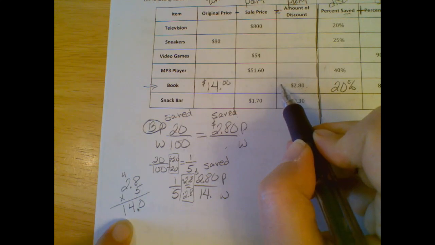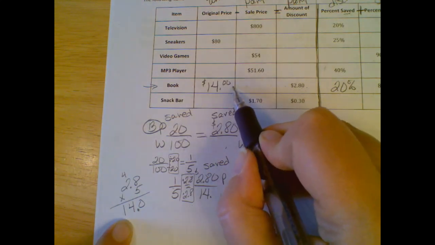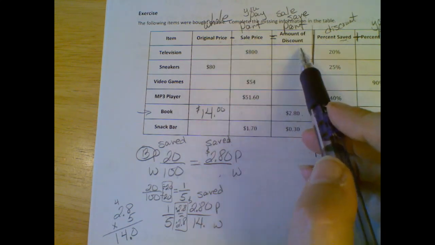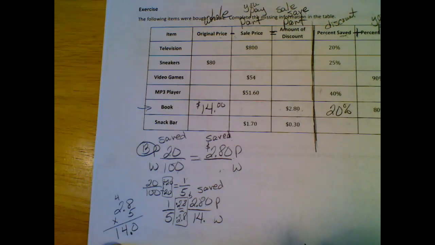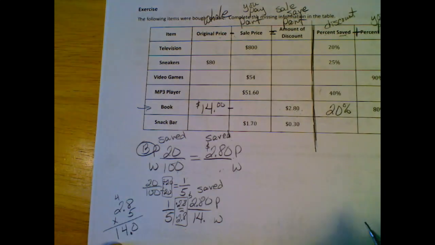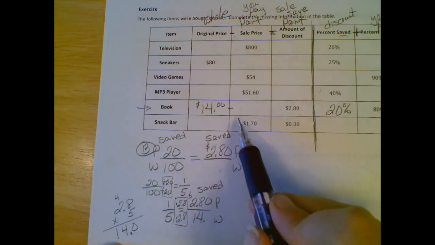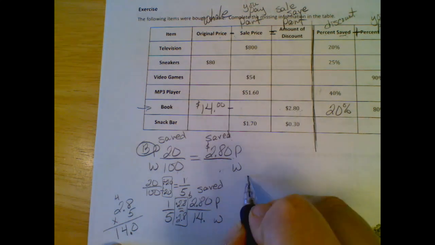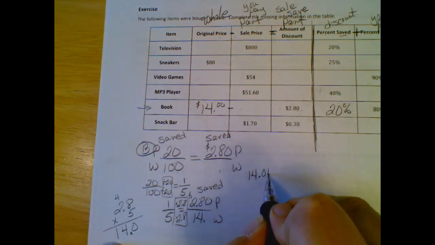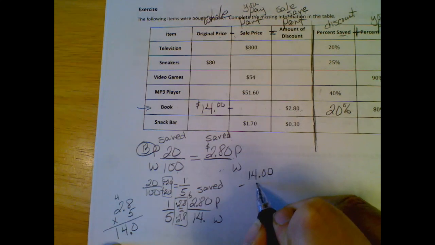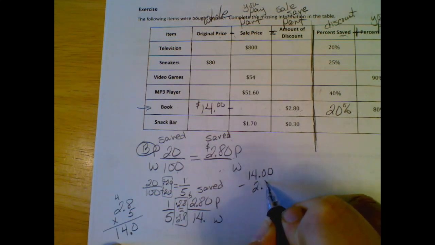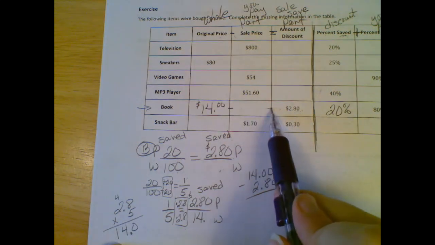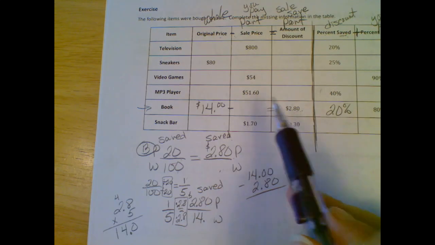Therefore, the amount of discount. I don't know the sale price, but remember up here, we said original price minus sale price equals the amount of discount. So let's do this and go a little different. $14 minus $2.80. Do you see why I'm modeling this one for you? It's big. Now I figured out the whole. Now I need to subtract in order to find my discount.